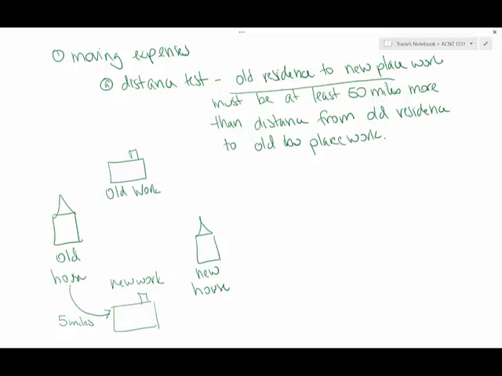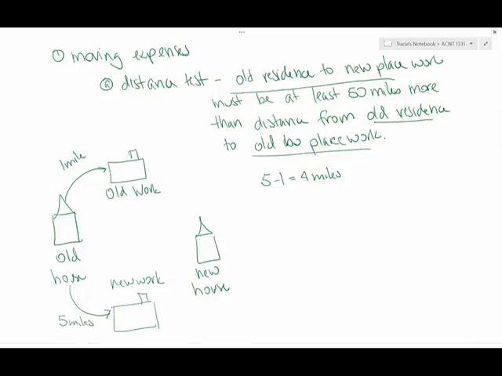And then the next thing we're going to do is take the old residence to the old place of work, and we're going to compare those two. So the old residence to the old place of work, let's say that's only 1 mile. So in this case, we would do 5 minus 1, and we get a difference of 4 miles, and we do not meet the requirement. It has to be at least 50 miles.